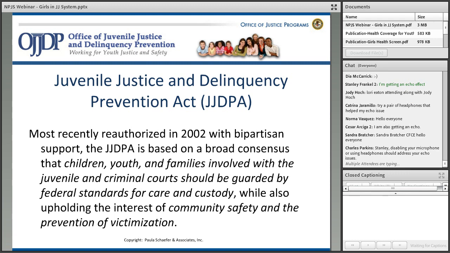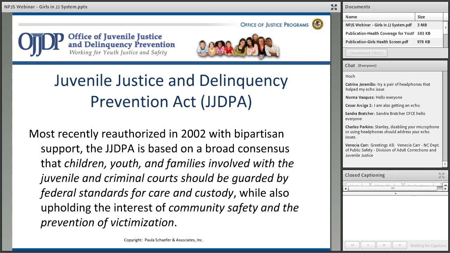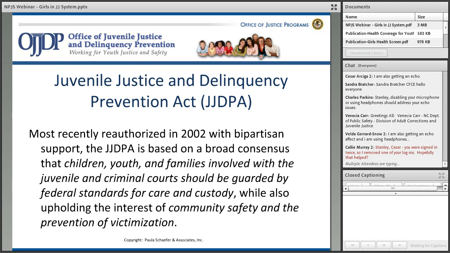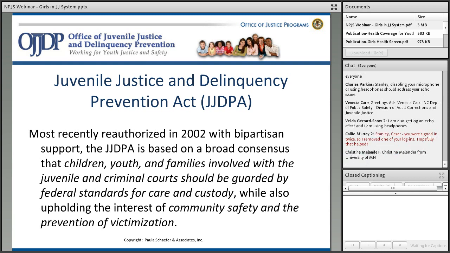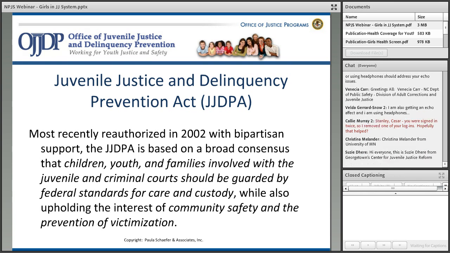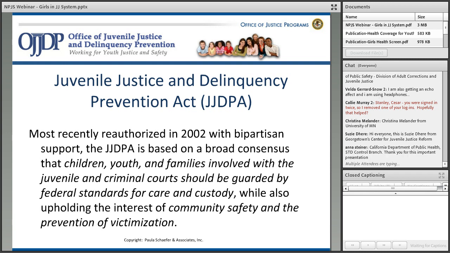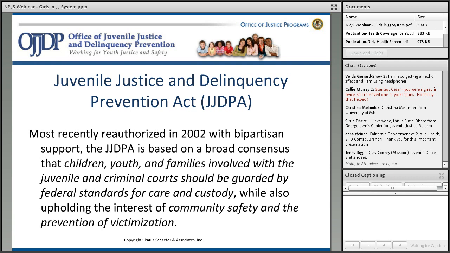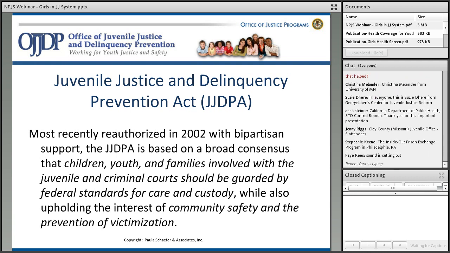It's based on a broad consensus that youth and families involved in the systems should be guarded by federal standards for care and custody, while also upholding the interests of community safety and the prevention of victimization. There's so much more that we could talk about with the JJDP Act, but I'm not going to do that here. What I will do is share with you some of the important updated provisions in the bill. It's already gone through the House, and it's going to be up for a full Senate vote in the coming session. So here are some of the updates and provisions.